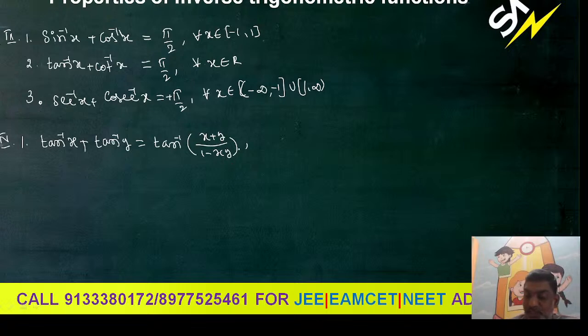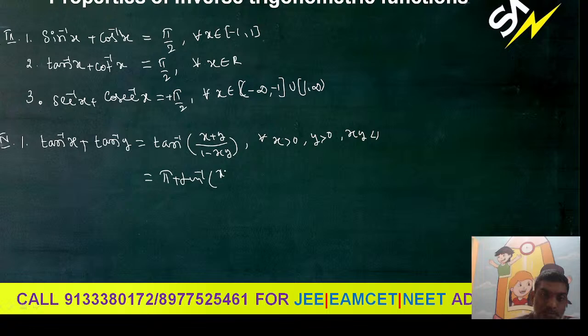So what are the conditions here? For all x greater than 0, y greater than 0, and xy must be less than 1, then only this will become positive. And one more formula will come here with different conditions: pi plus tan inverse of x plus y divided by 1 minus xy, here for all x greater than 0, y greater than 0, and xy also greater than 1.